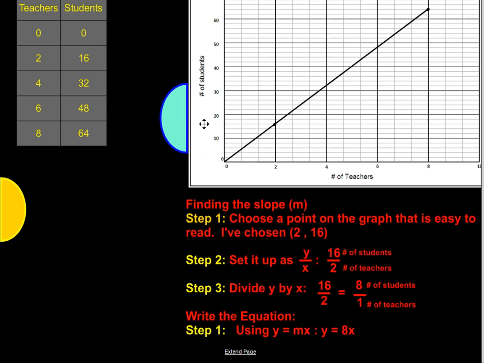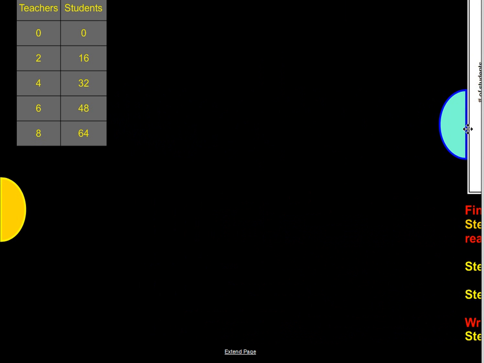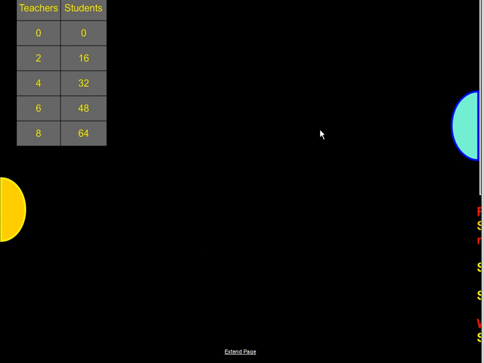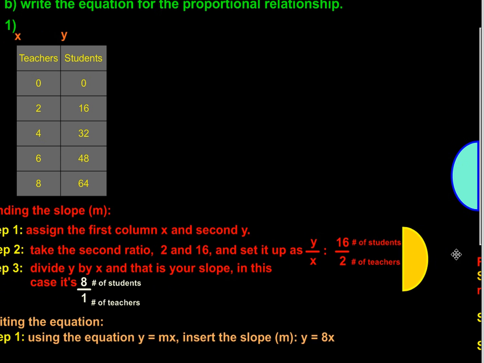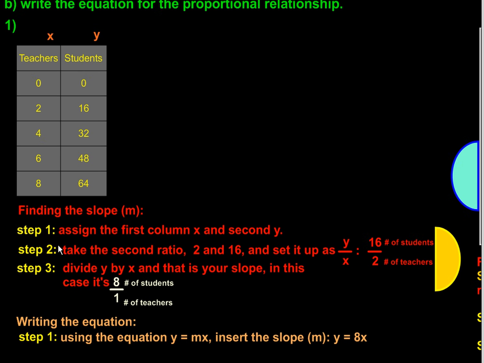And now that I've solved my graph, which is an estimate, it may or may not match up with what I have over here on my table. I'm going to work on my table. Following the steps, the first thing I want to do is assign the first column as an x and the second column as y. So I have x over my teacher data and y over my student data.